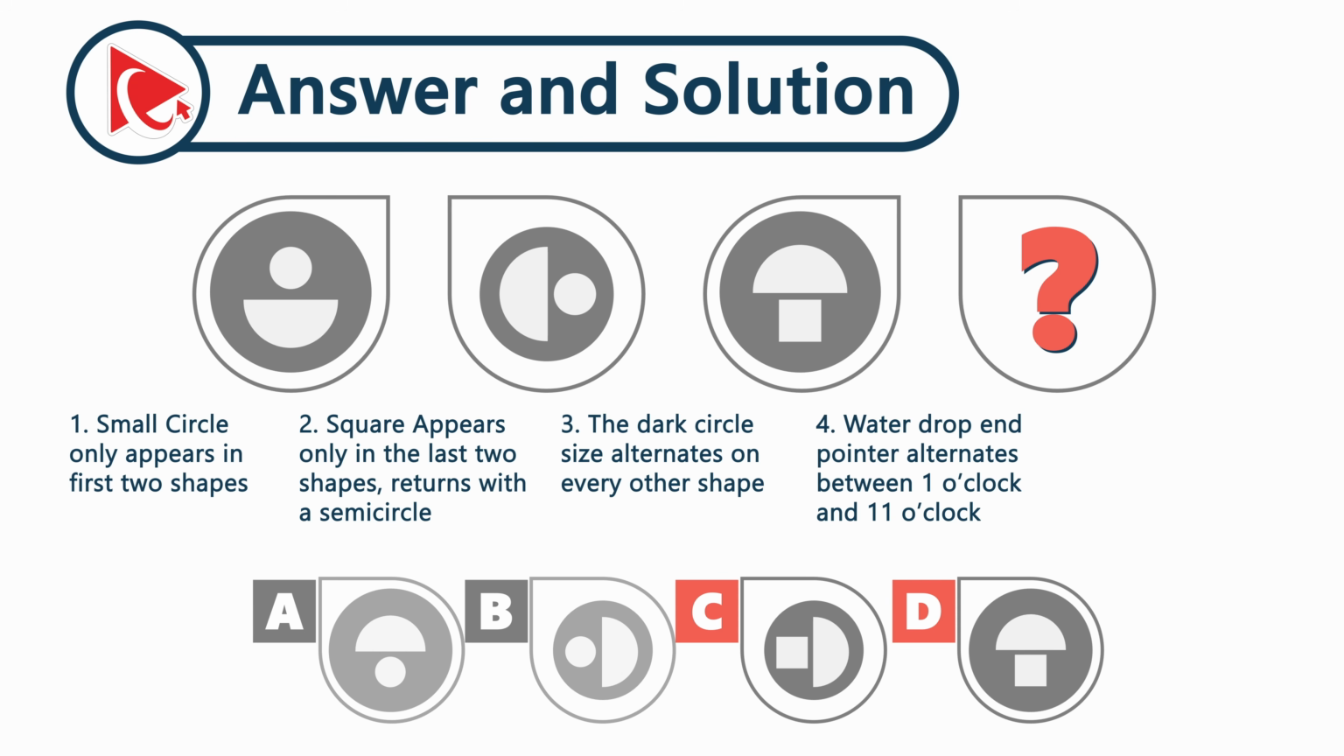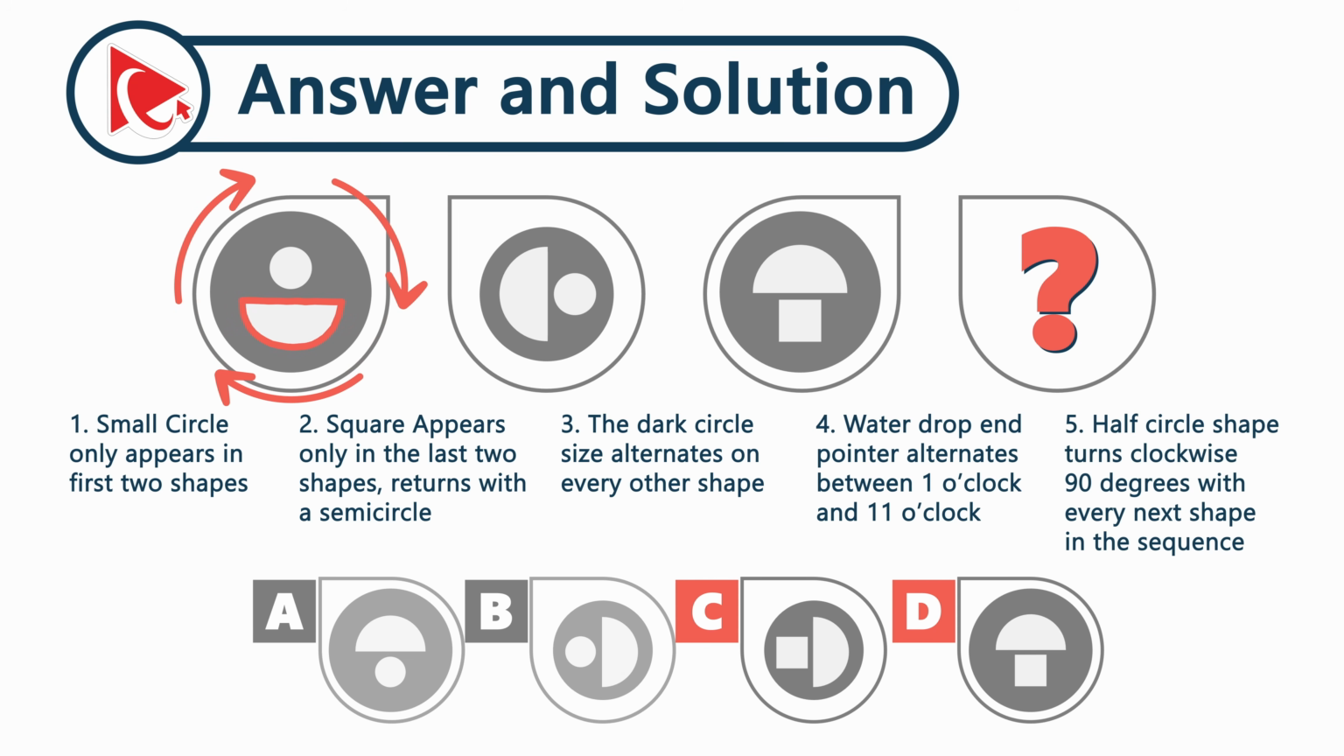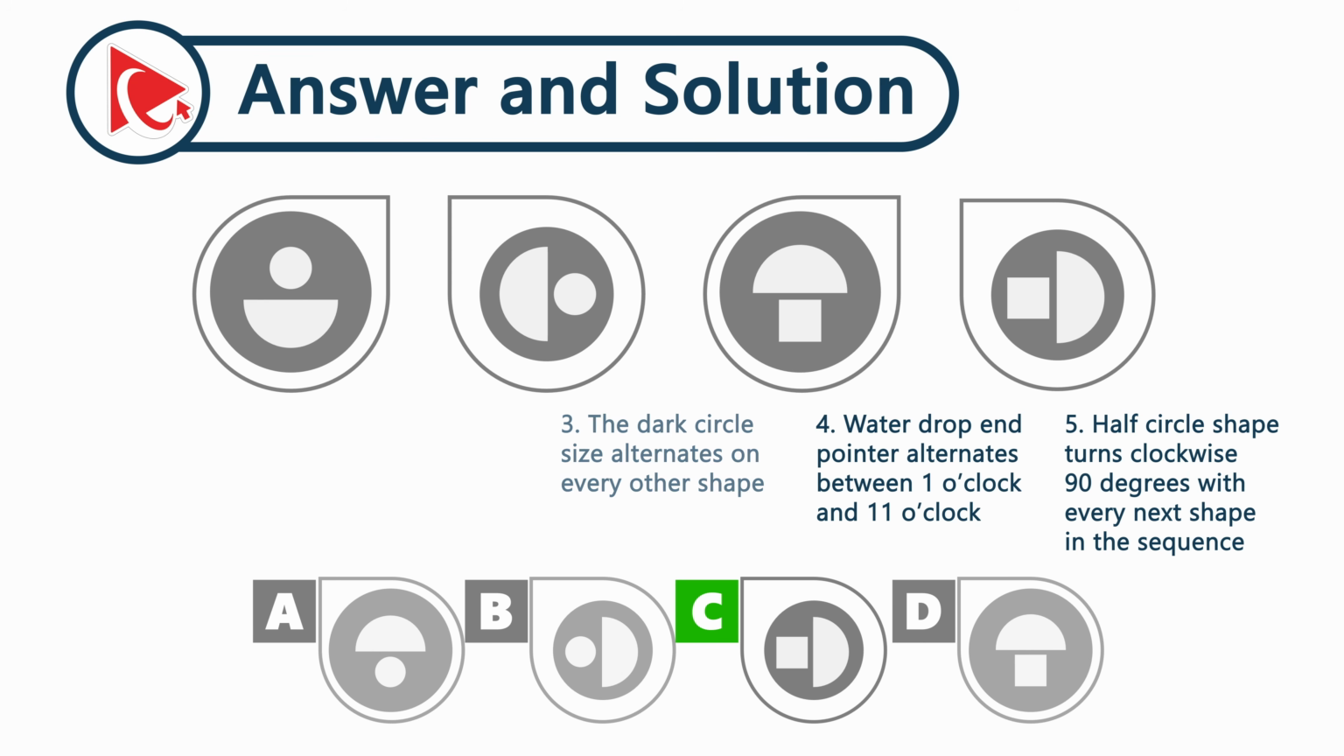Well, this doesn't help us much because it points at 11 o'clock in both shapes C and D, which means that to solve this mystery we need to look at the half circle. If you look closely, you see that the half circle shape turns clockwise 90 degrees with every next shape in the sequence. The circular part of the half circle points at 6 o'clock in the first shape, at 9 o'clock in the second shape, at 12 o'clock in the third shape, which means that it should point at 3 o'clock in the fourth target shape, which also helps us eliminate choice D and helps us conclude that the correct answer here is choice C. But wait, there's more.